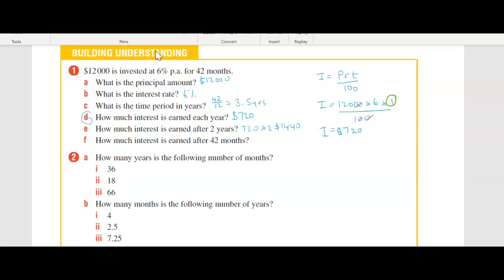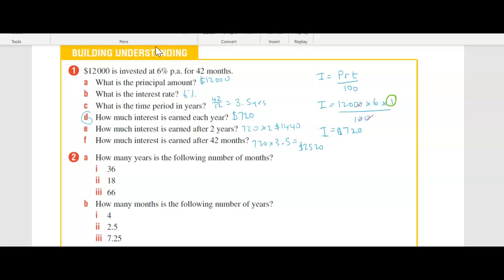All right, and then how much interest is earned after 42 months? So we can still take that 720 and multiply it by 3.5. I'm just going to do that on my calculator. So 2,520.